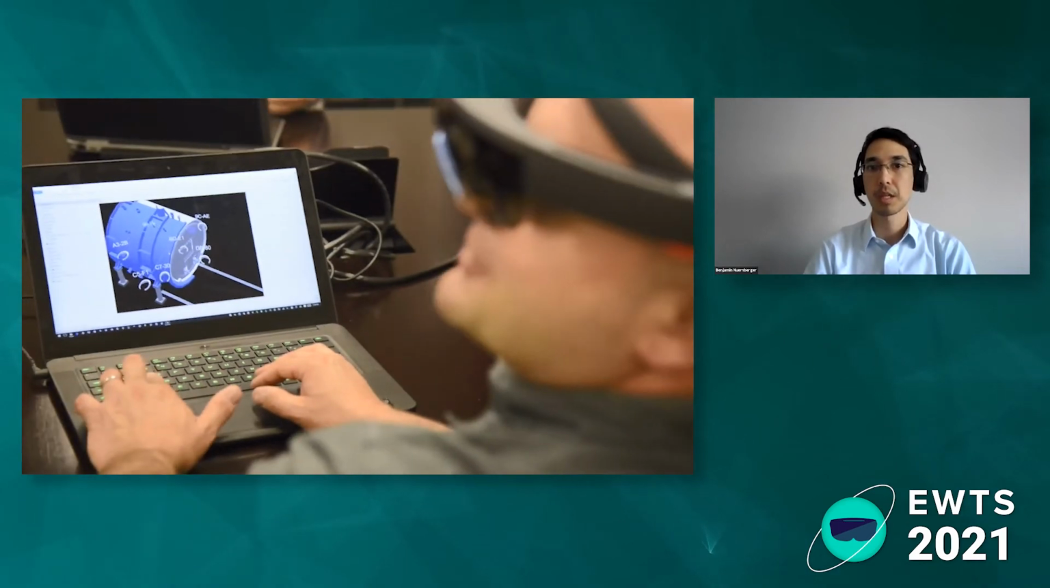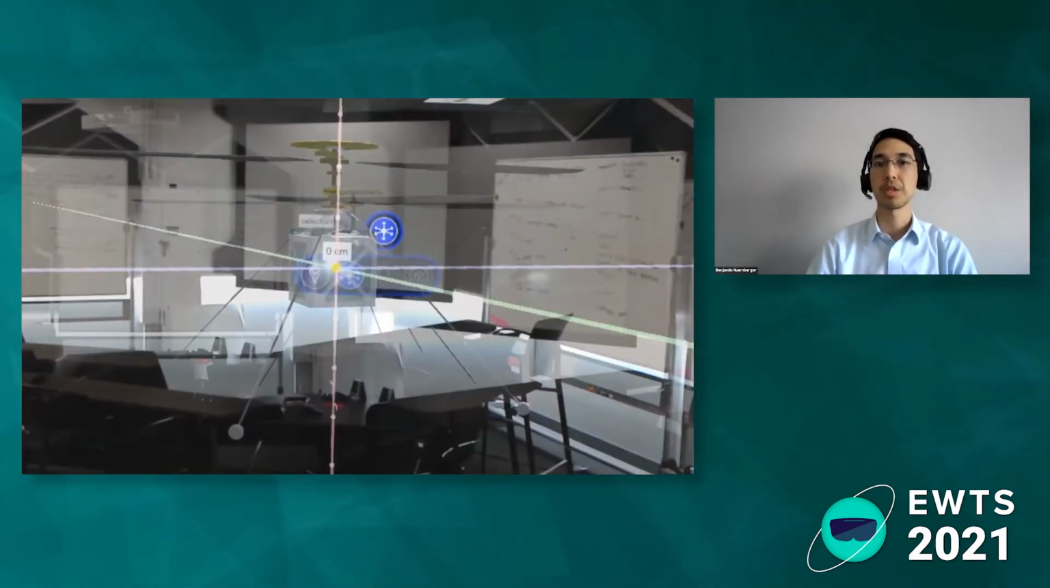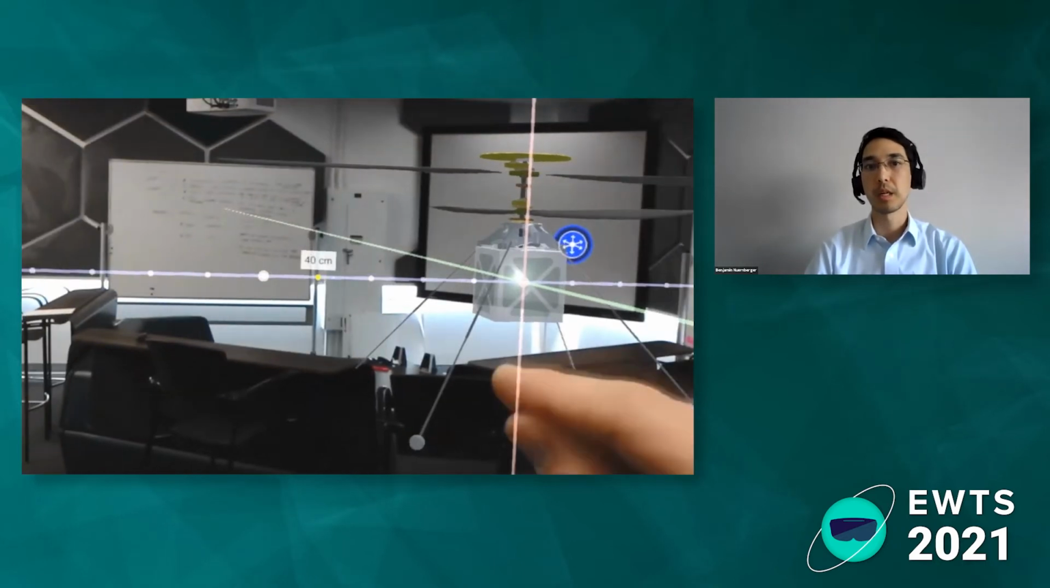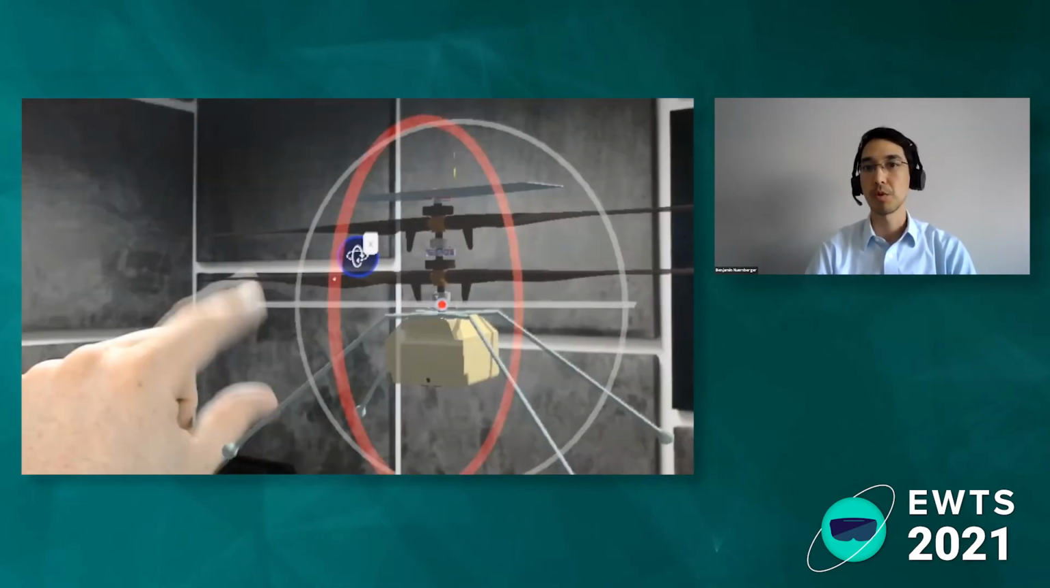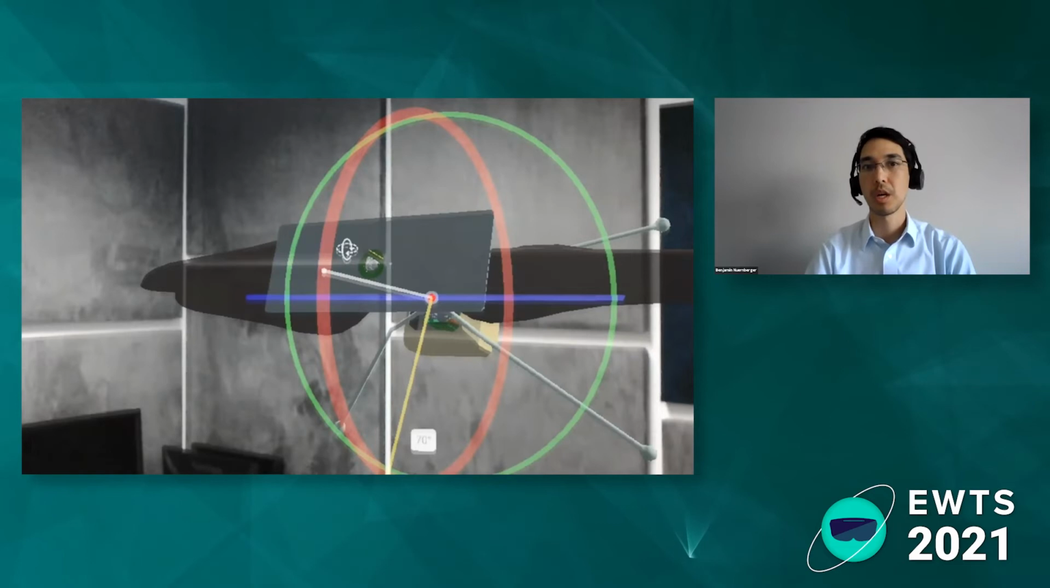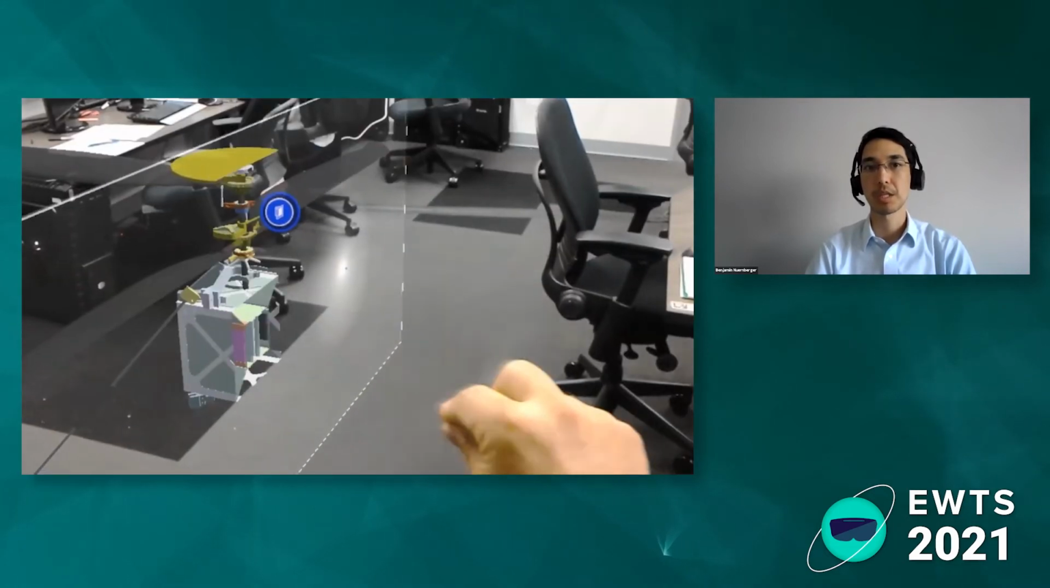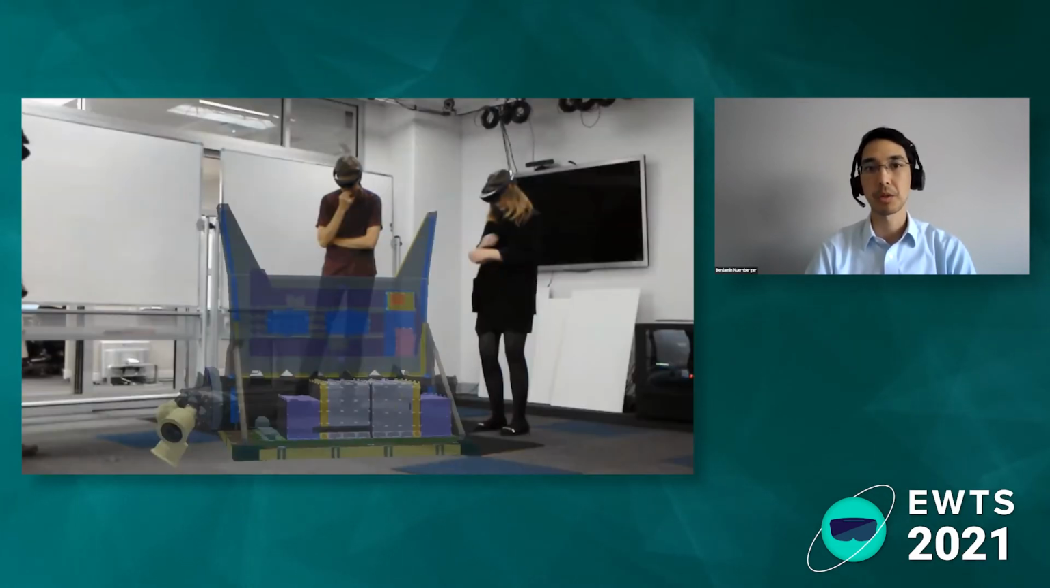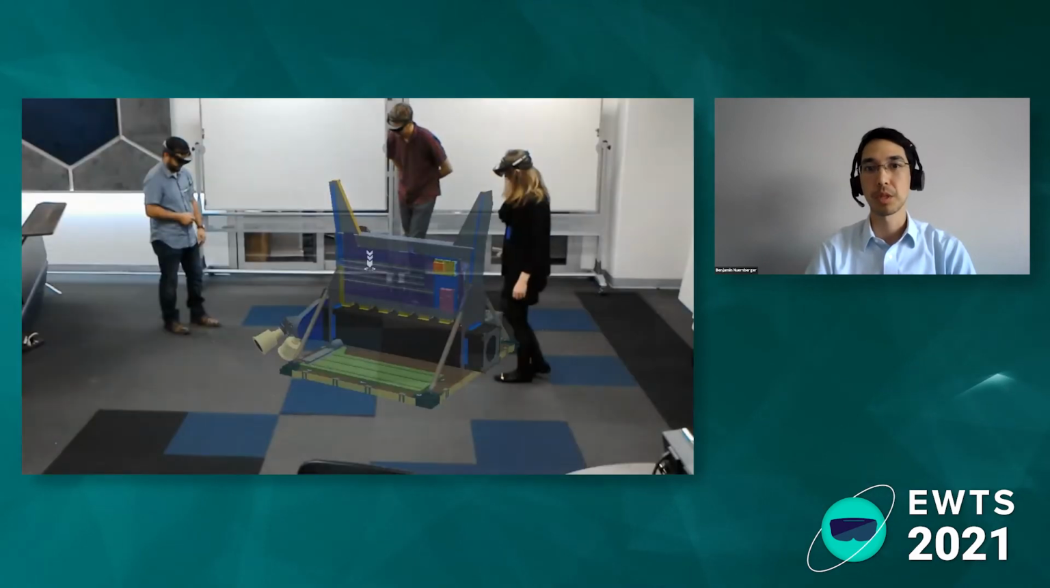And once you put the headset on, there's various tools that you can use. Here you can see a move tool to move along certain axes. You can rotate the CAD model. You can add cross-section cut planes. You can scale up the model, as well as do some simple animations.